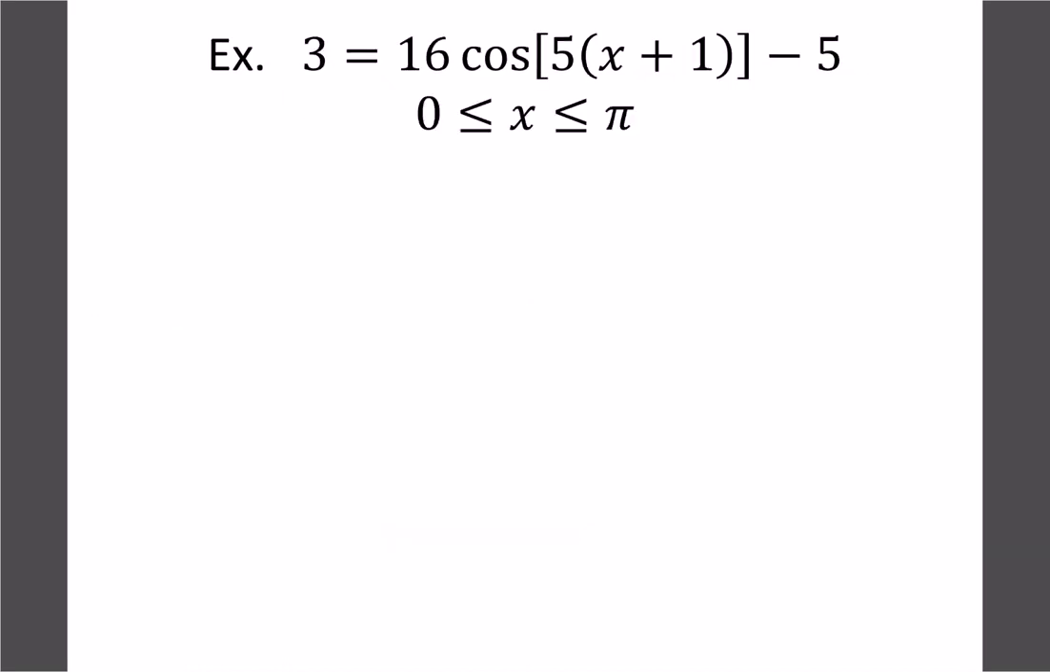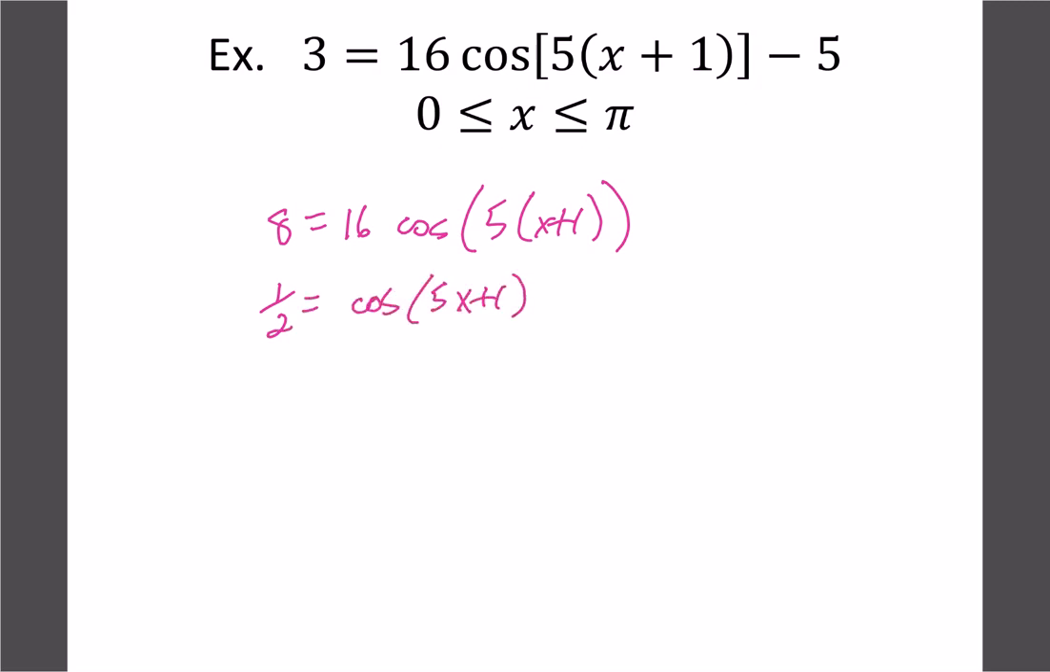Okay, let's try one more. This one's pretty tough. So we got 3 equals 16 cos. So we got a whole bunch of different things going on. And once again, we can do a little bit of simplifying if we want, which in this case might not be a bad idea. So let's bring the 5 over. So we get 8 equals 16 cos 5x plus 1. And let's even divide by the 16. So 8 divided by 16 would give us a half. So that makes it a little bit easier to work with.